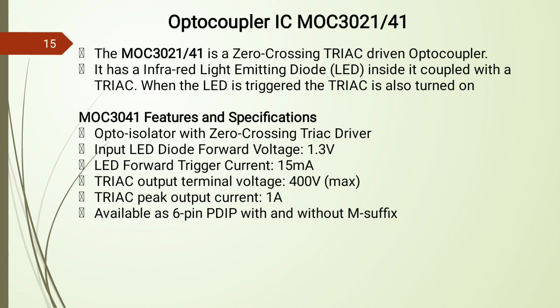So in case of MOC 3021 or 3041, a zero crossing circuit is associated along with the triac driver, and some features are also specified, like optoisolator with zero crossing detector, input LED diode having forward voltage drop of 1.3 volt, LED forward current of 15 milliampere. So the LED is related to the input side. After that, the triac output terminal voltage is maximum about 400 volt, and the maximum output current is about 1 ampere, and generally a 6 pin IC is there with and without M suffix.